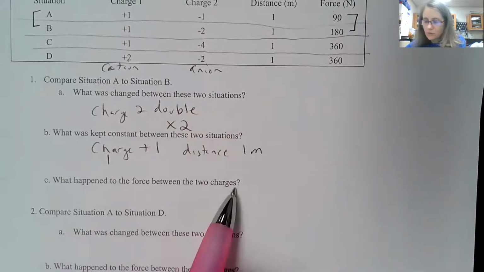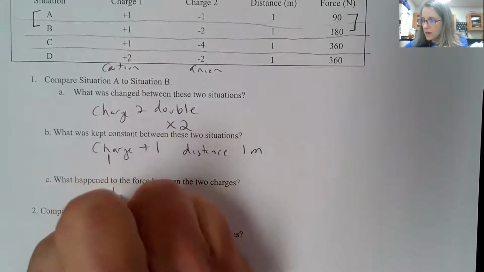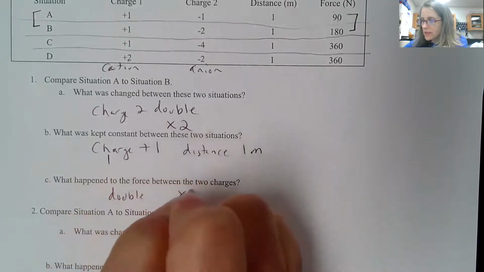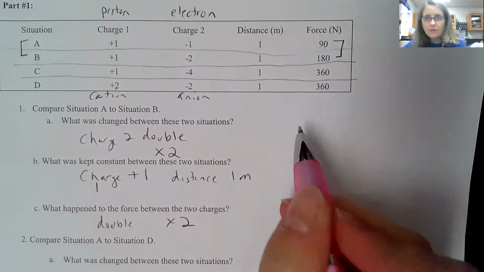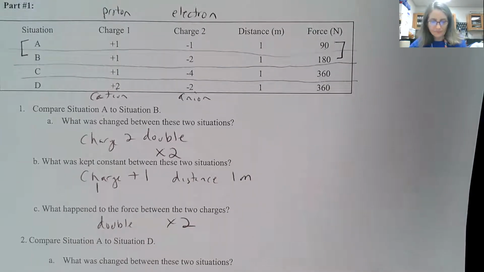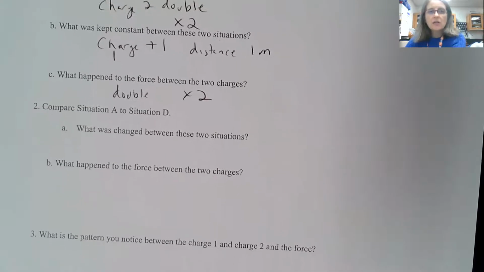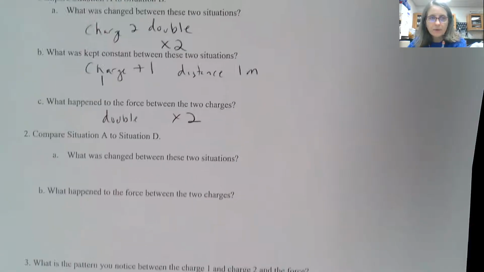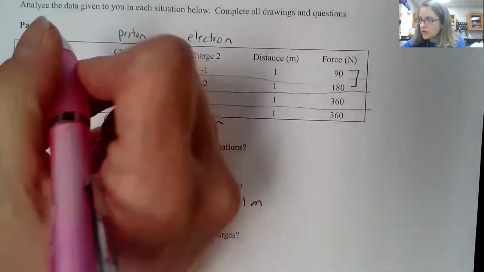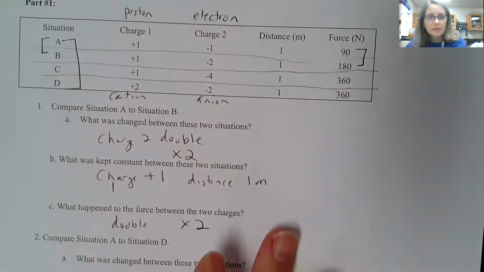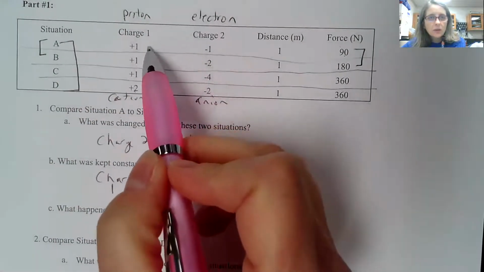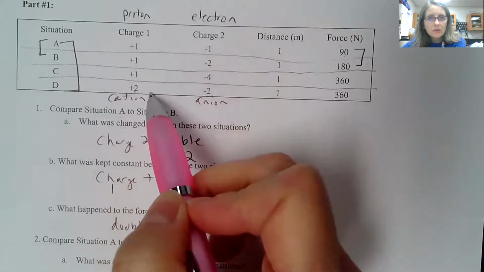So what happened to the force between the two charges? Well, the force doubled, or you could say multiplied by 2. So it went from 90 to 180. Then we're going to compare situation A to situation D. So we're going to look at A versus D. I'm going to put this up here so we can see. So charge 1 is going from +1 to +2.